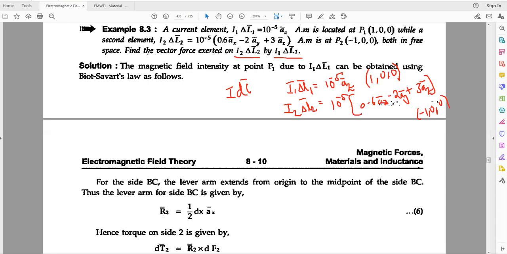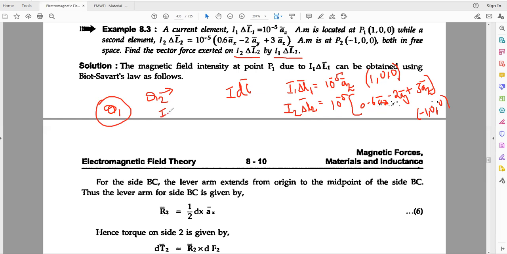Okay, the vector force exerted. Suppose here Q1 is already there. If you bring Q2, the force is exerted on Q2 due to Q1. They're asking to find the vector force exerted on I2 delta L2.